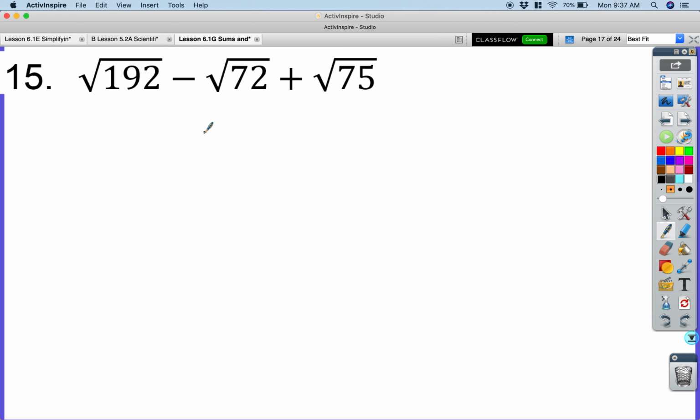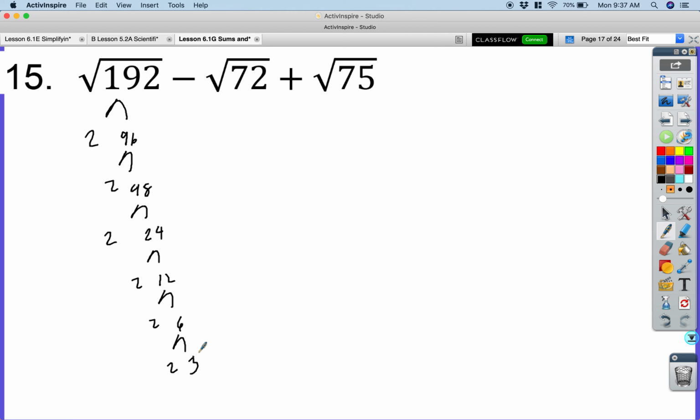I have 192, 72, and 75. So if I have 192, I'm going to try to look for pairs. If I break it down to 2 and 96, and if I break down 96, that would be 2 and 48. And then this would be 2 and 24, 2 and 12, 2 and 6, 2 and 3.